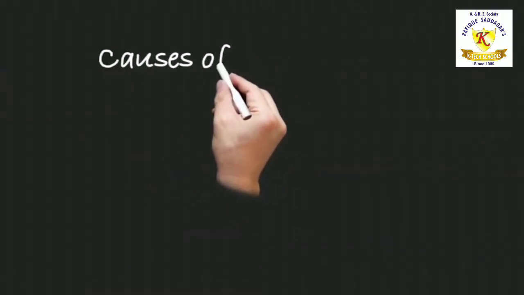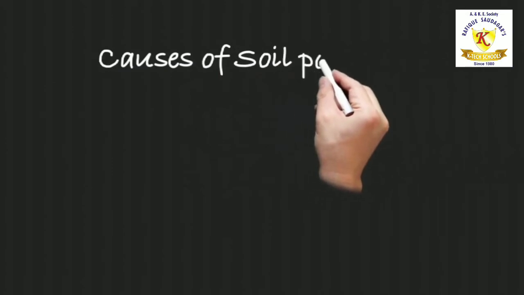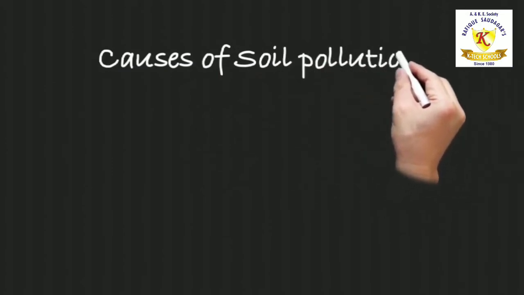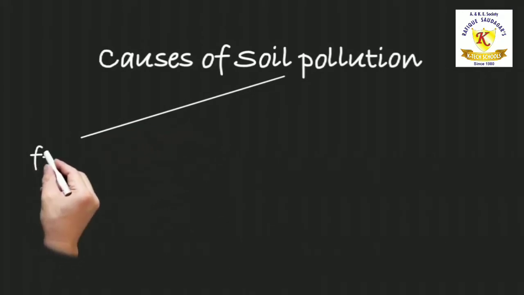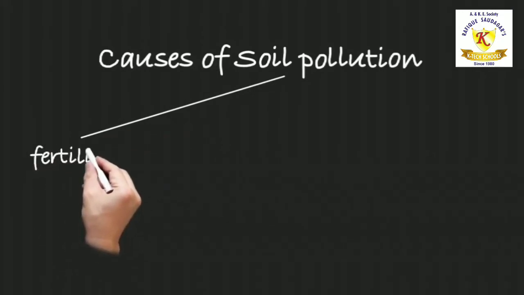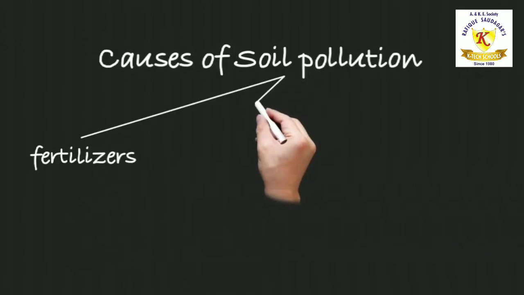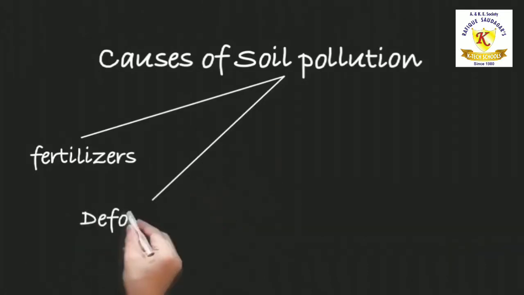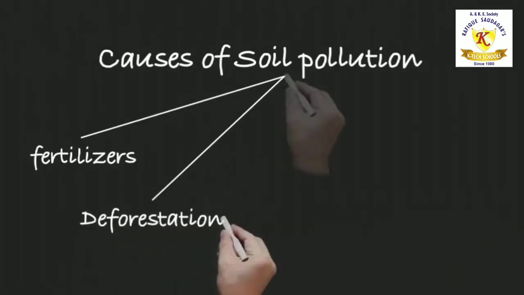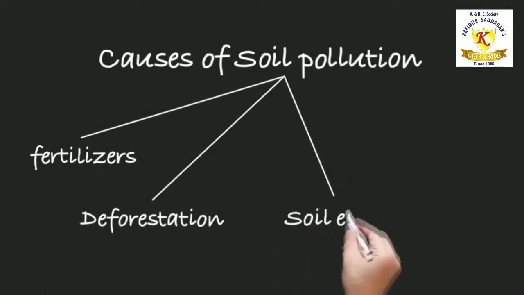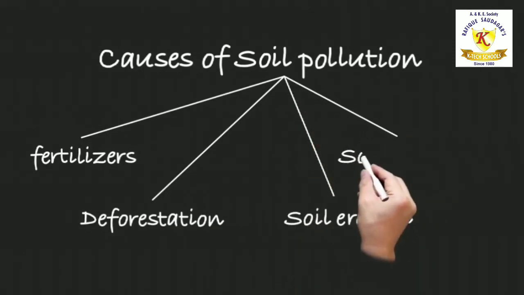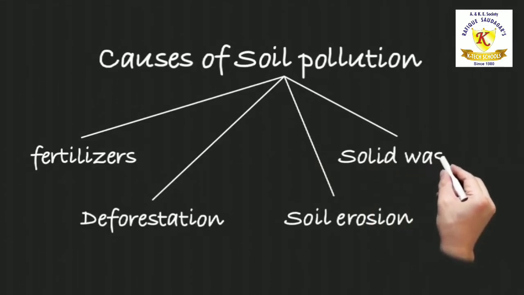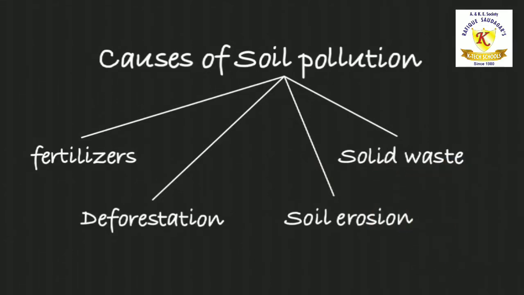Now, what are the causes of soil pollution? Pollution in soil is associated with indiscriminate use of fertilizers, deforestation, soil erosion, and dumping of large quantity of solid waste.